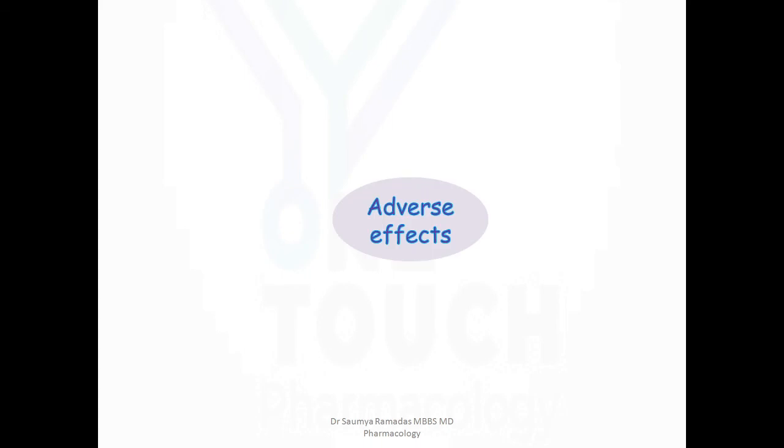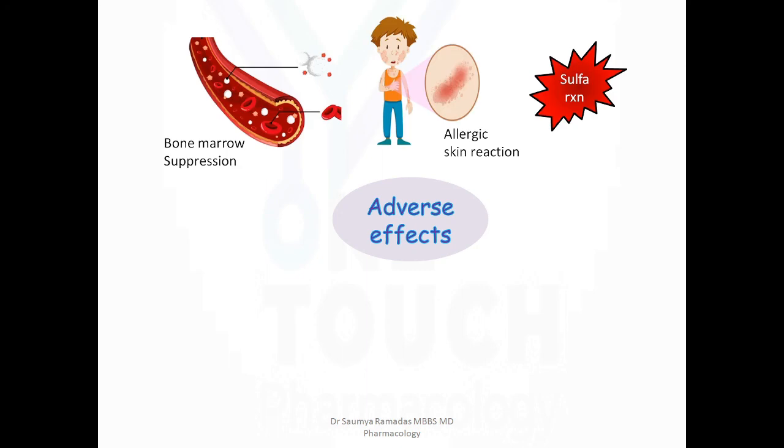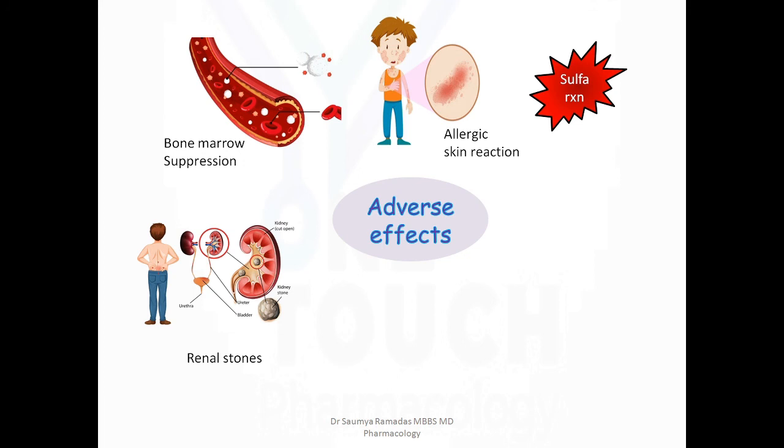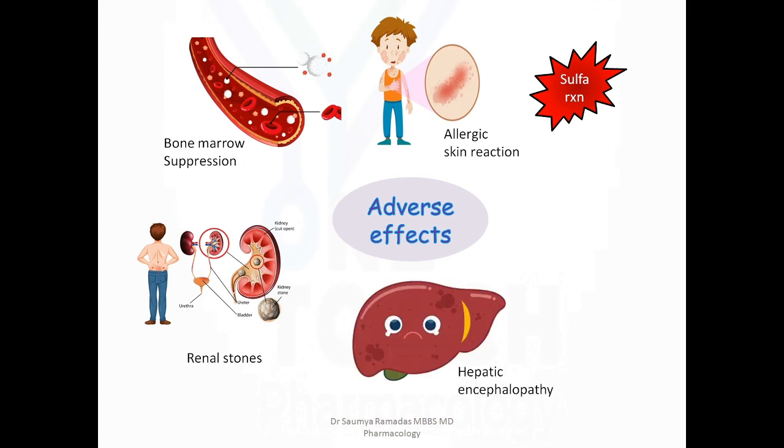The adverse effects of acetazolamide. Acetazolamide can cause bone marrow suppression and allergic skin reactions, probably because its structure resembles that of sulfonamides. It can cause renal stones by alkalinizing the urine. It can precipitate hepatic encephalopathy by altering ammonia secretion and also cause metabolic acidosis.